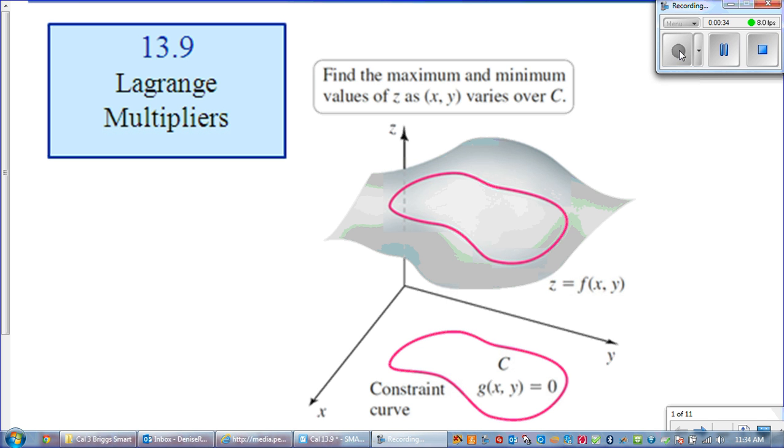Now we want to find those maximum and minimum values of the function, but we want to use just a curve in the xy plane. So we only have this closed set, so that the only xy points that we're considering are the ones that are actually on this curve. And we wish to find the highest z-value and the lowest z-value for all the points on that curve.